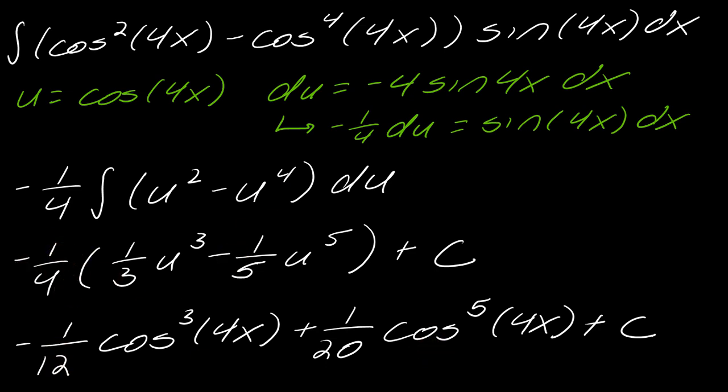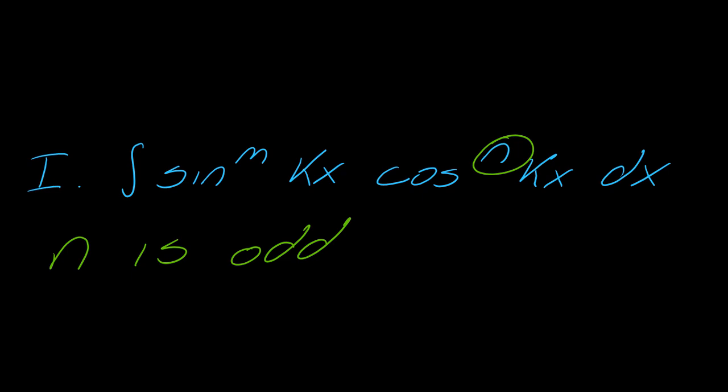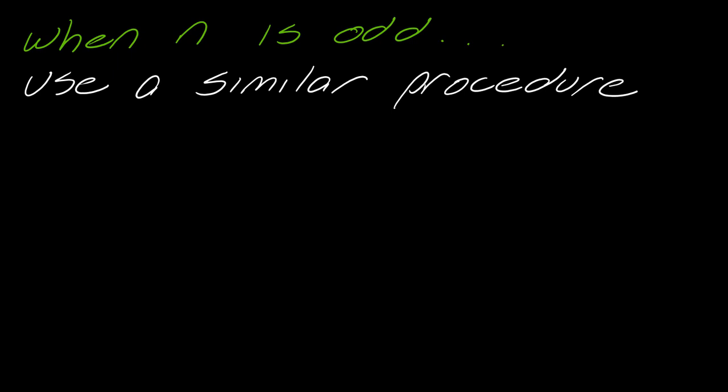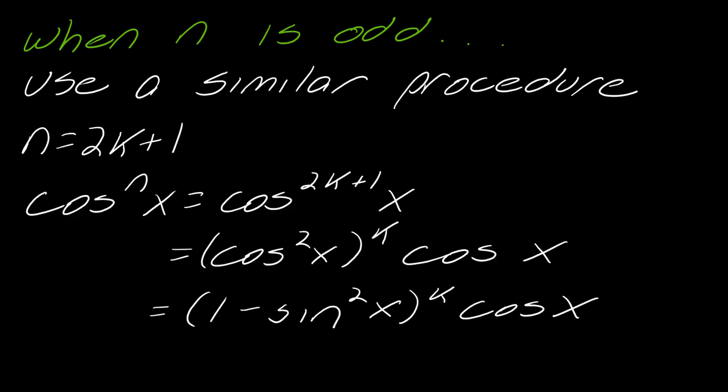So that's the idea when sine is odd. If we flip to the other possibility where n is odd, we're going to use a similar procedure. We'll still write n in that 2k plus 1 form, and then we can split up this cosine into cosine squared to the k times cosine x, and then rewrite this as 1 minus sine squared x to the k.